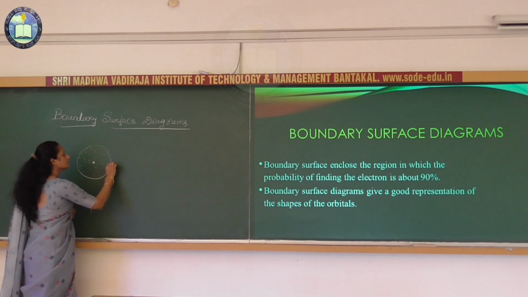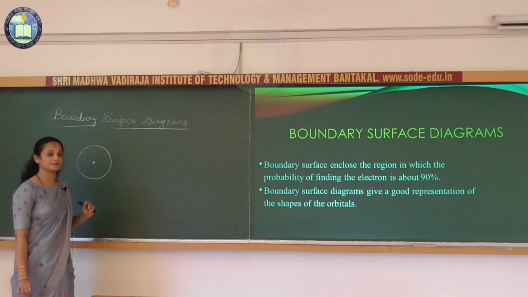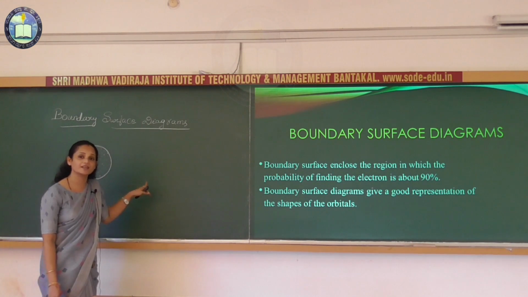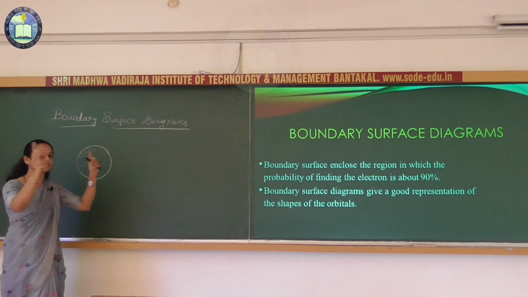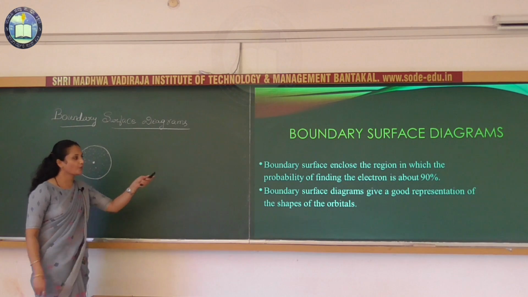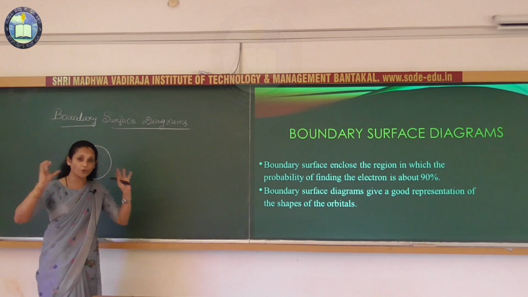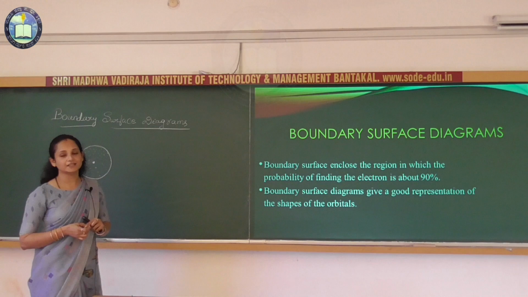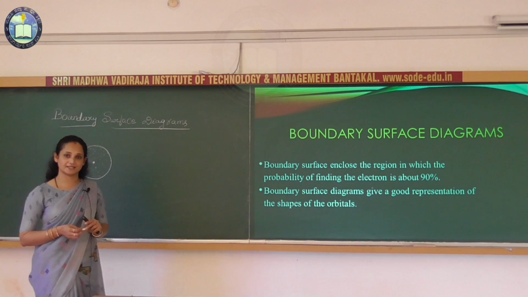So now the figure looks like a sphere. That means in the hydrogen atom only one electron is present, which is in the S orbital. So S orbitals have a spherical shape. Boundary surface diagrams are the regions around the nucleus where the probability of finding the electron is maximum, say up to 90%.